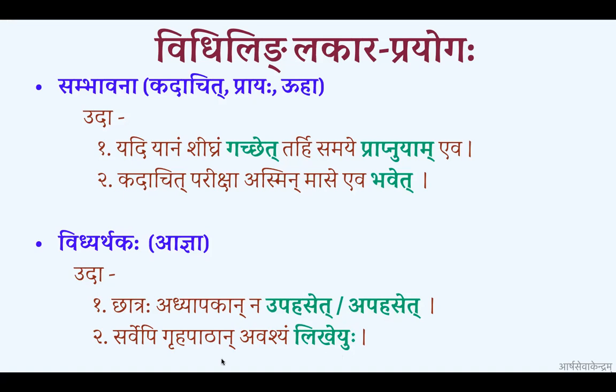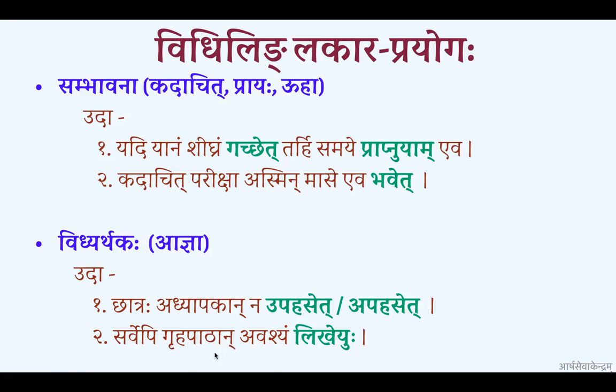So note one thing. Let's look at this. Atra karta kaha? Karta is chhatraha. Karma padam kim asti? Karma padam adhyapakaha, bahuvachana. Apahaset, upahaset, ekavachanam asti, and that refers to the chhatraha. So even though adhyapakas are in bahuvachanam, it is ekavachanam. Therefore, it is matching with this karta but not karma. Therefore, it is what prayoga? Kartari prayoga.